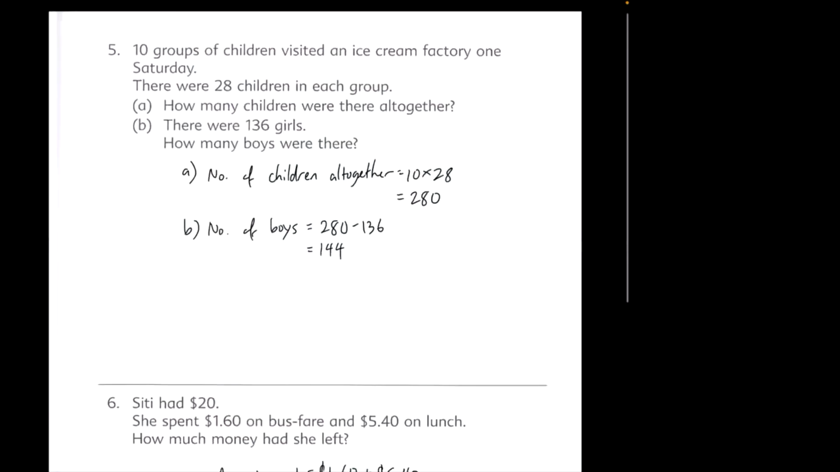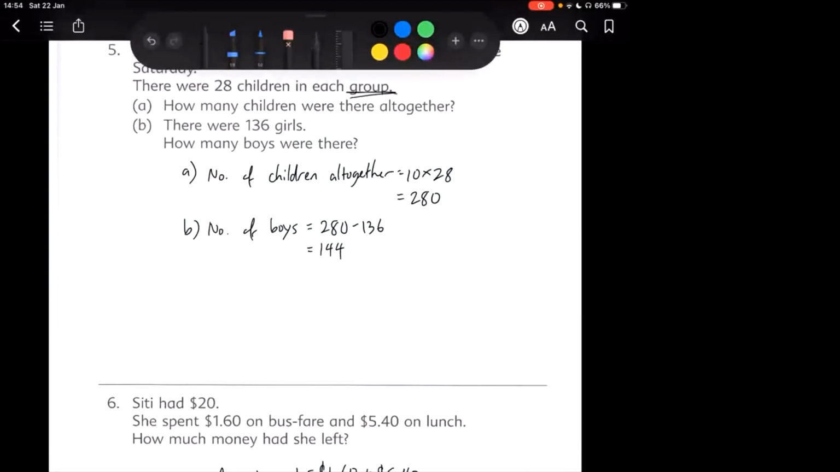10 groups of children visited an ice cream factory on Saturday. So each group, there were 10 groups, right? So 28 times 10 groups is 280. And I like to write these statements out because it's just easier that way. And they gave us the number of girls and they want us to find the number of boys.